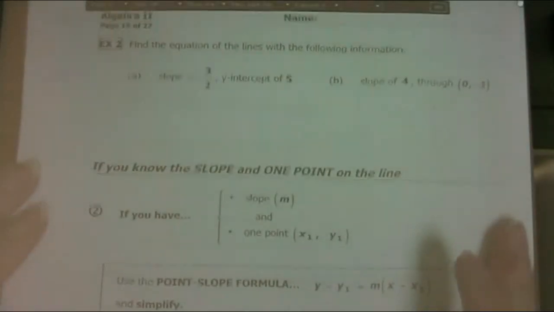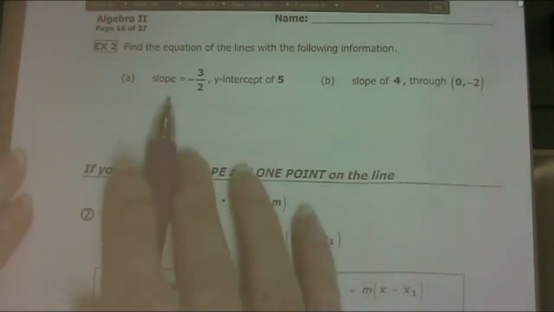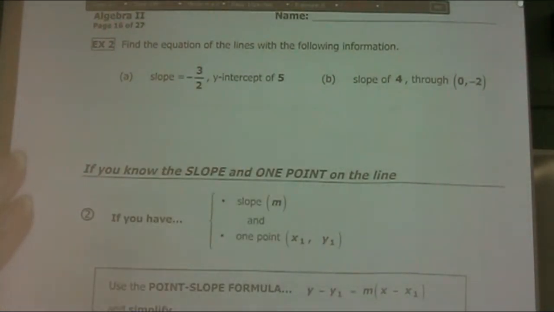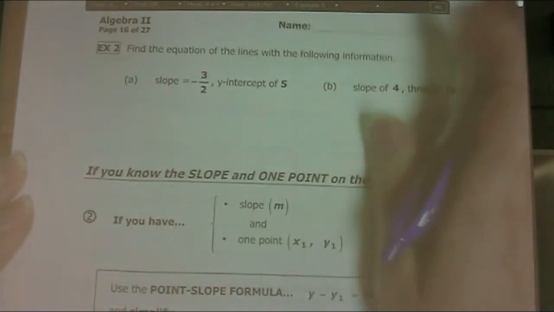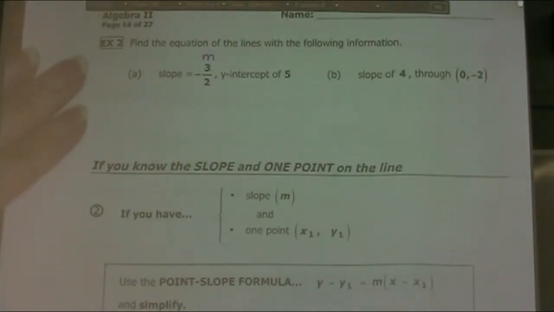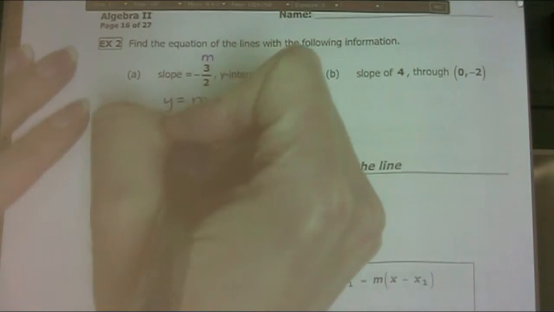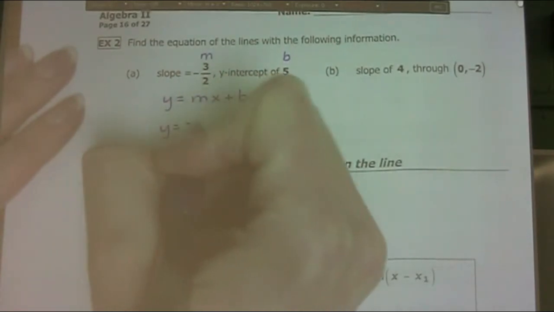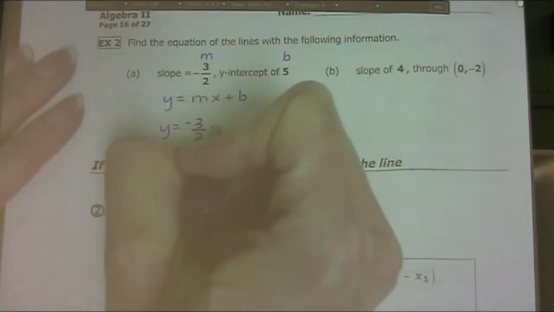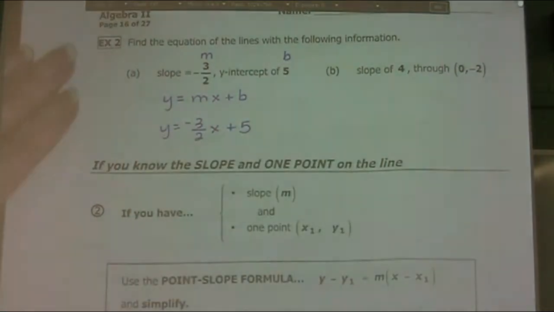So, example 2a, slope is negative 3/2, y-intercept of 5. So the negative 3/2, this is our m, our slope. A y-intercept of 5 means 5 is the b. So we're going to start with y equals mx plus b, and we're going to plug in m and b. So we have y equals negative 3/2 x plus 5, and we are done.